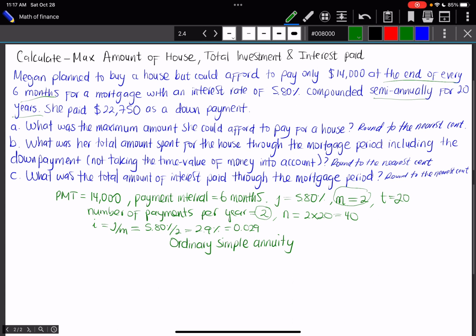And now that we have the classification clear, we can start working on parts A, B, and C of this problem.